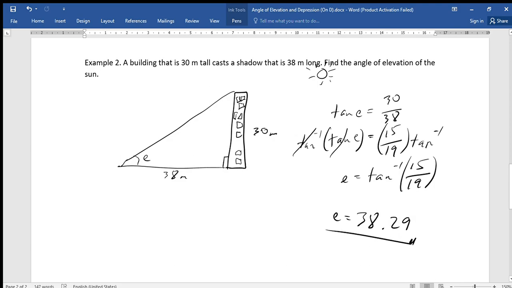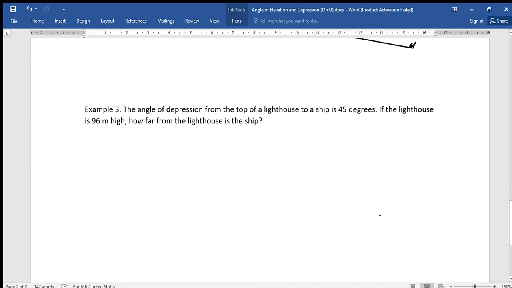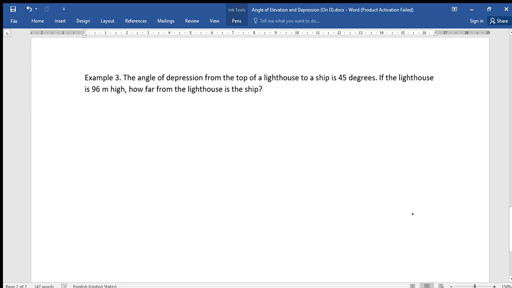Okay? So, try natin yung third example. Okay po. So, sa third example, kung mapapansin niyo po, the angle of depression. Given yung angle of depression from the top of the lighthouse. So, drawing muna tayo ng lighthouse. Ganun. Sarado siya. Tapos, ayan. Parang, ano yan? Tapos, ilaw.